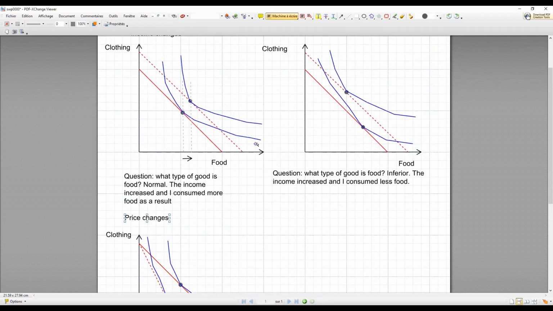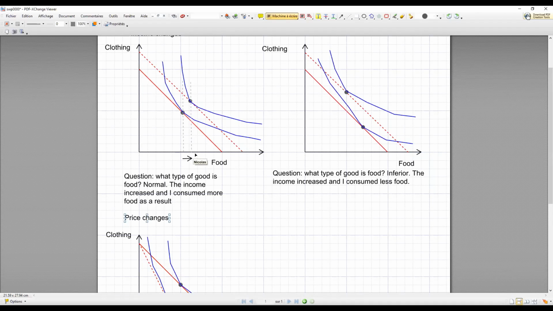Yeah, but for example, why is it called a normal good? Because in that particular example, like a normal good, the income increases, right? Yeah, so my income increased, and as a result, what happens to my food consumption? It goes up. So that's what we mean by a normal good.